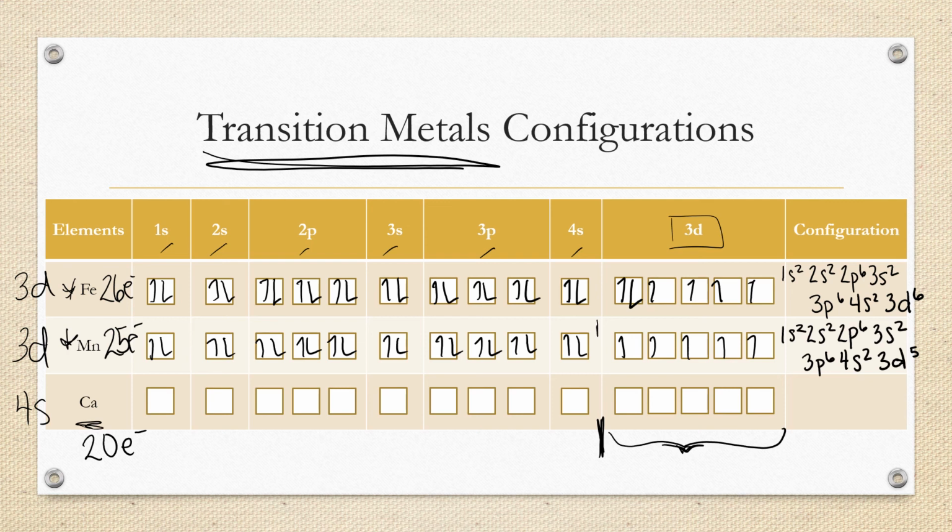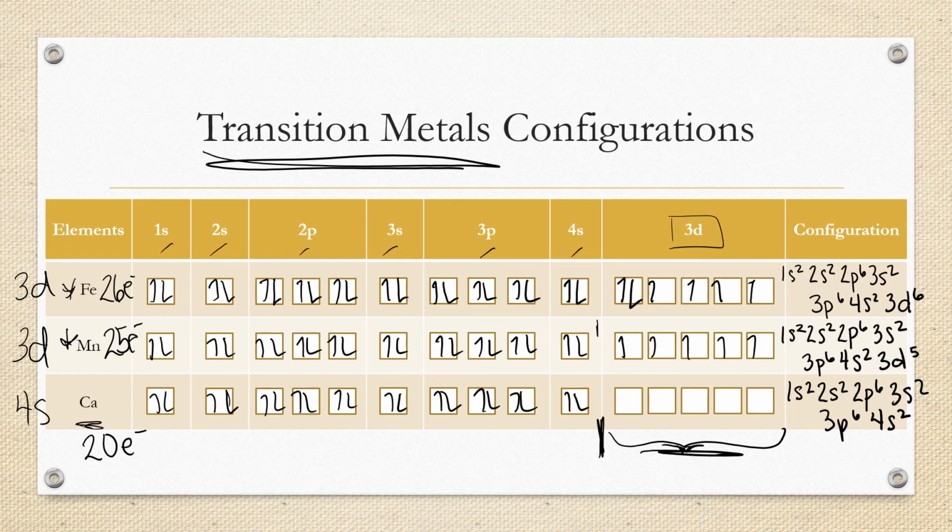So in this case, we'd count out our 20, 2, 4, 6, 8, 10, 12, 14, 16, 18, and 20. And that makes sense because it is the second in our 4s orbital area. When I'm writing this now, it'll be 1s2, 2s2, 2p6, 3s2, 3p6, and then 4s2. I've completely filled all of that up, and I'm not getting into these 3d orbitals at all, so I don't even need to write 3d for that part.